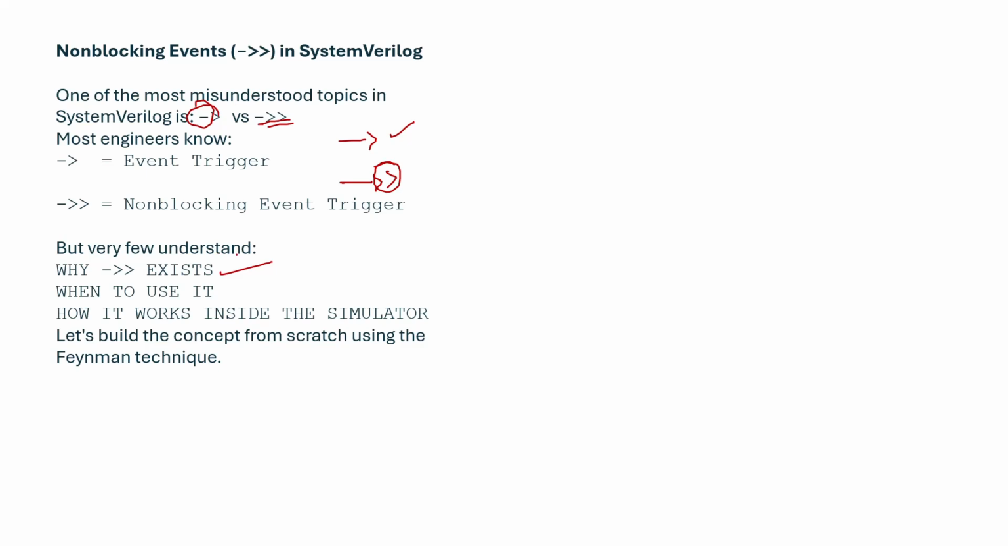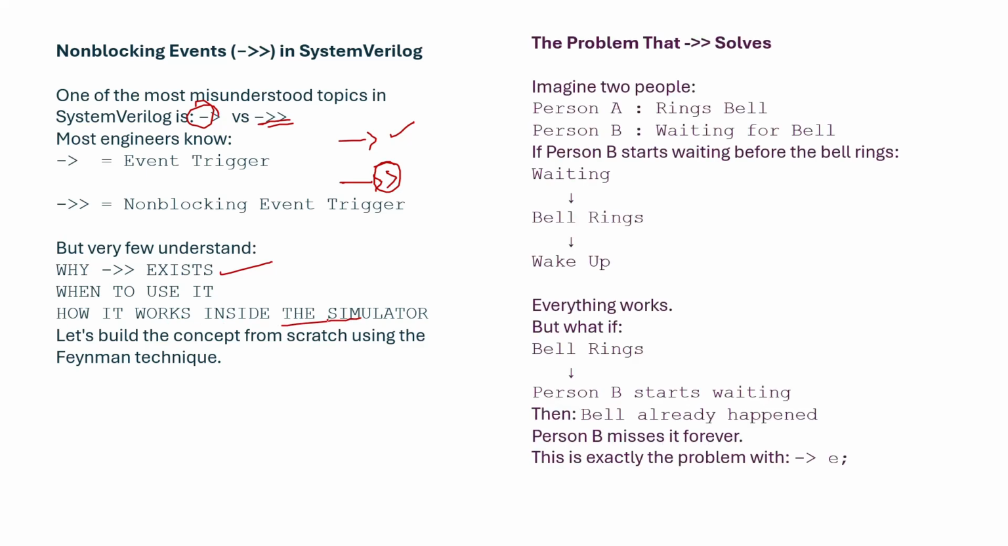Why does it exist? Very few understand why it exists, when it is used, when to use it, and how it works inside the simulator. See here, two events are happening. Rings the bell, waiting for the bell. Waiting at 0 simulation time, and the ringing will happen at a 10 second delay. Then you are waking up, and the event will be received. You are not missing the event.